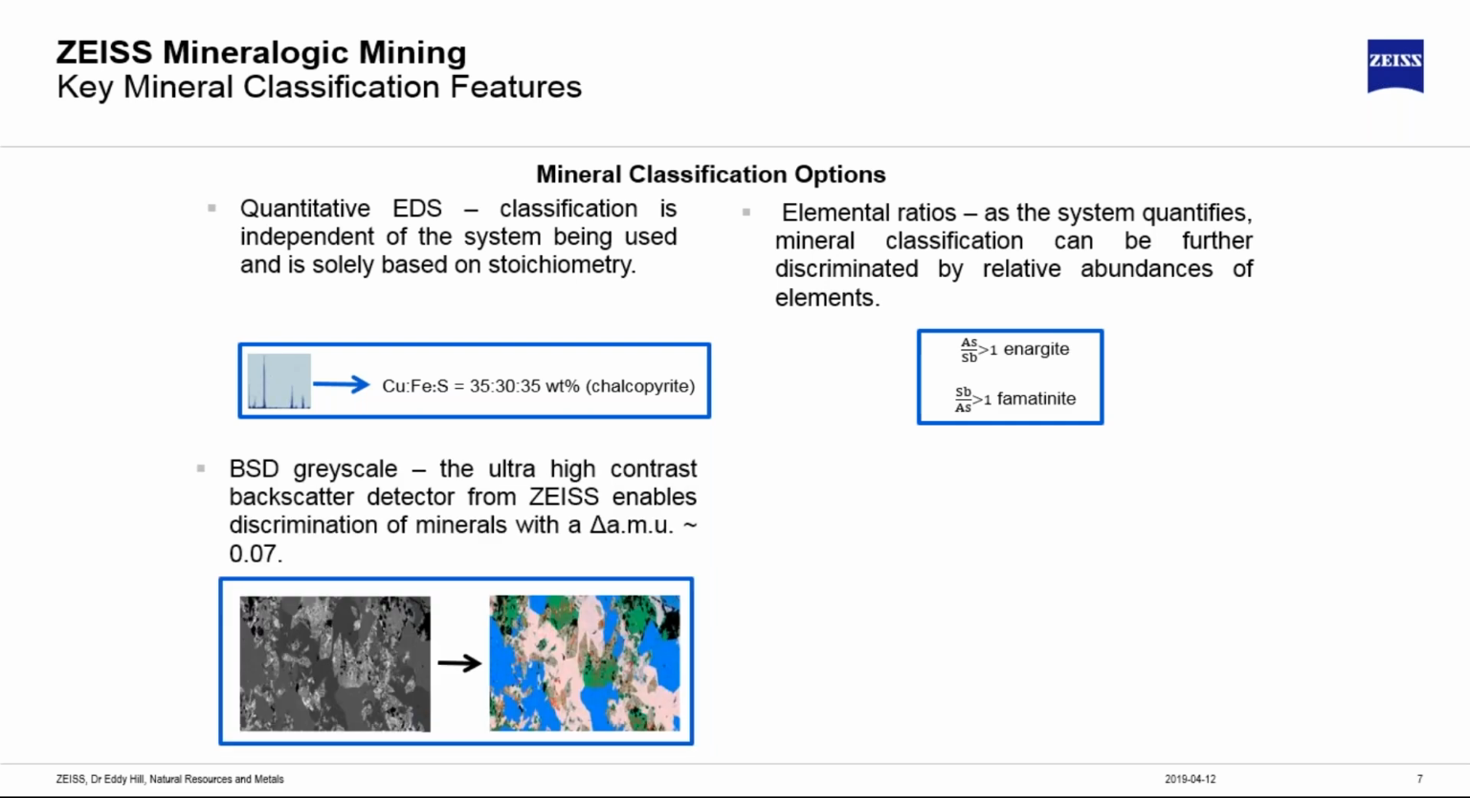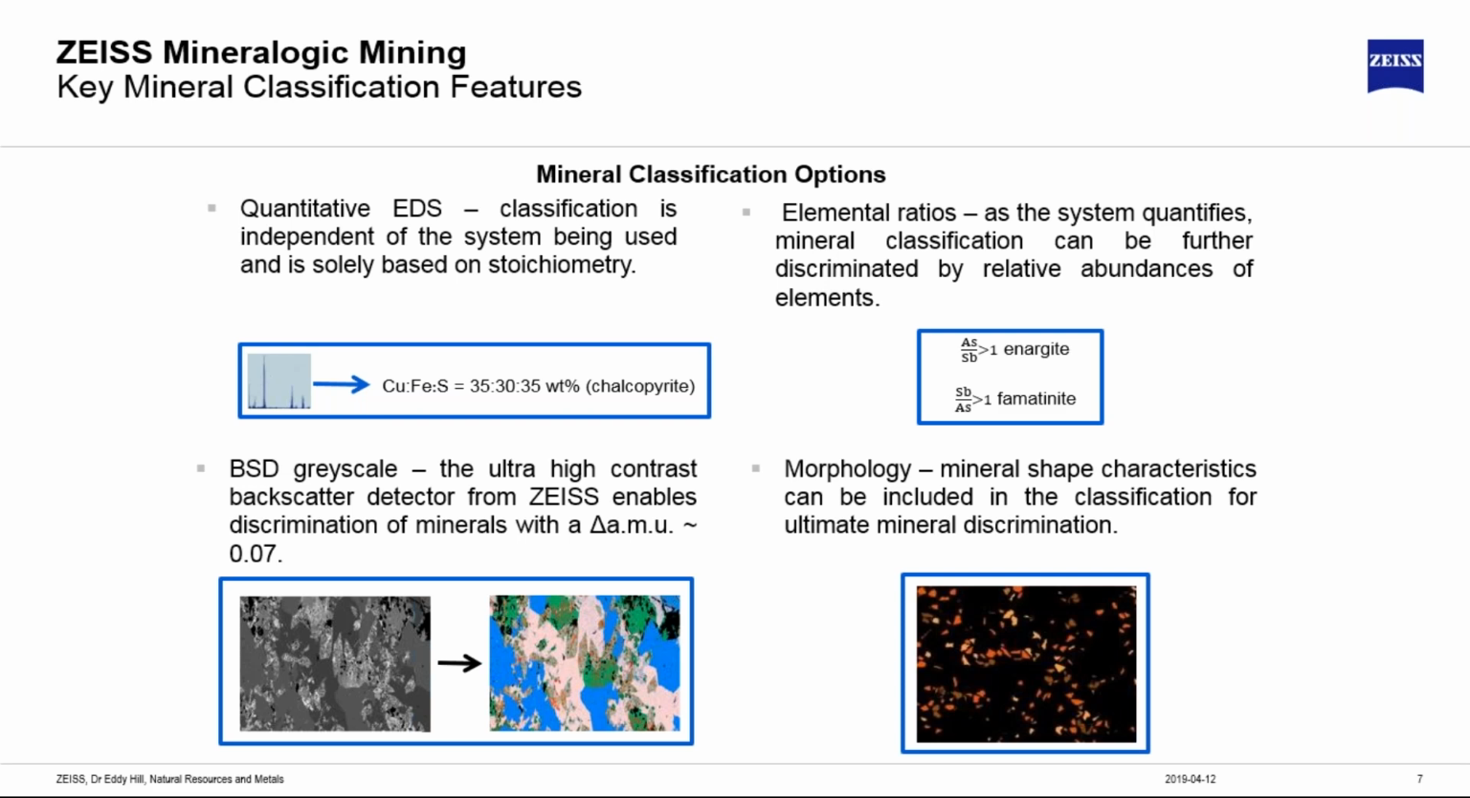analysis and classification. Now, independently or as adding further criteria to the classification, we can use the backscatter detector. We use the grayscale of the material as a response to the backscatter detector. And we have an ultra high contrast backscatter detector that enables discrimination of minerals with a delta AMU of approximately 0.07. And more recently, we have added morphology. The mineral shape characteristics or the grain shape characteristics can be included in the classification for ultimate mineral discrimination.